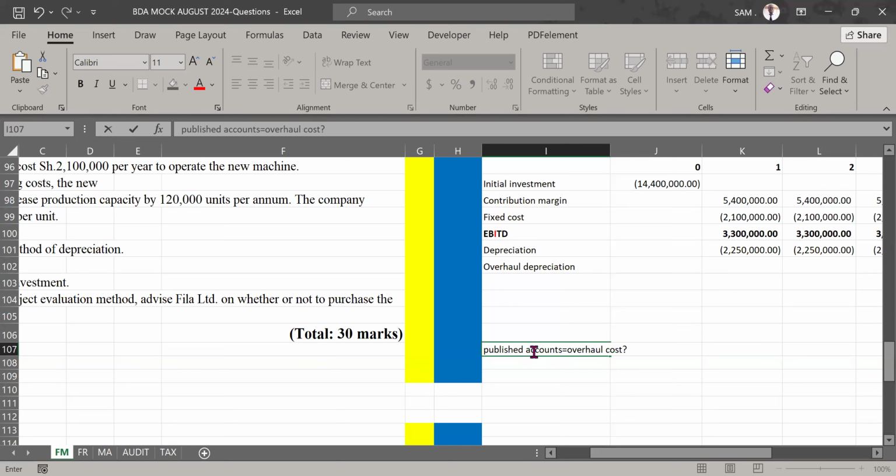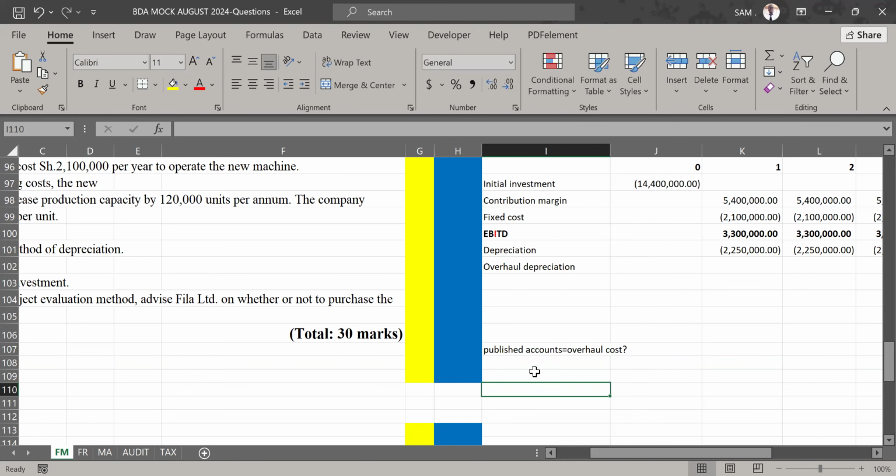Have you met overhaul cost when doing published accounts? For instance, there's an overhaul cost. Do we add it the same year, or do we consider it the following year? That's what I was asking you.